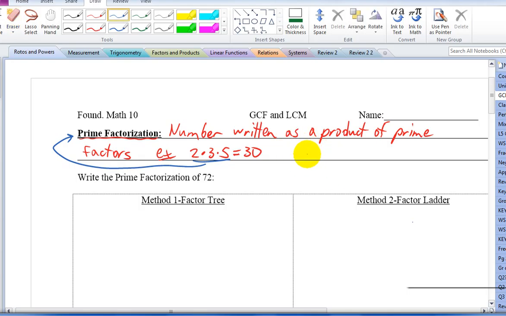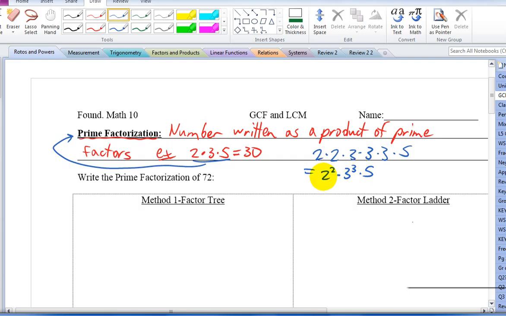Now, instead of writing, say we had 2 times 2 times 3 times 3 times 3 times 5, what would be the shortcut method? Yep. Exactly. 2 squared times 3 cubed times 5. So we do want to use our exponents where possible.